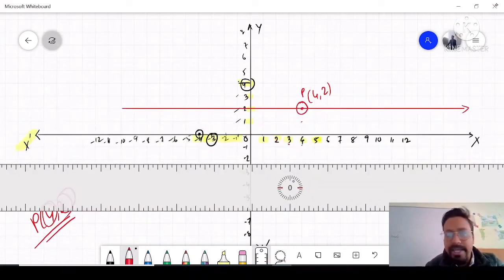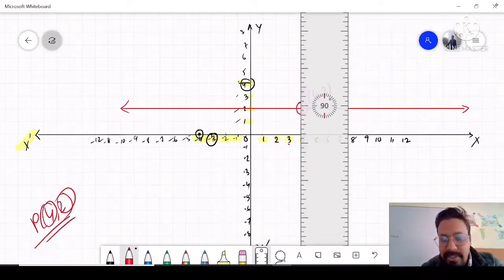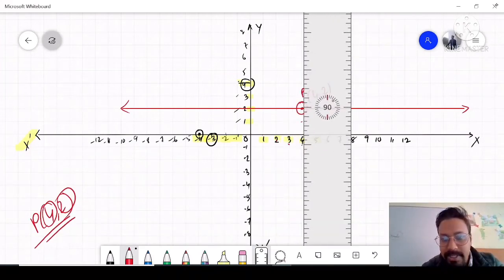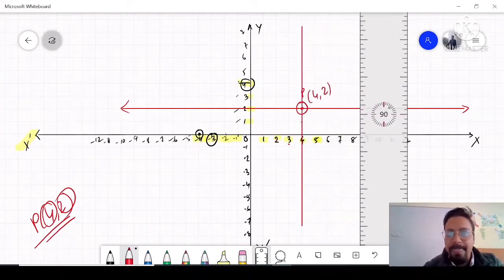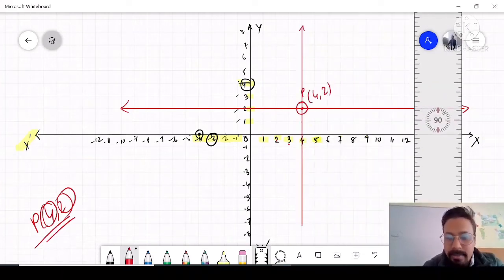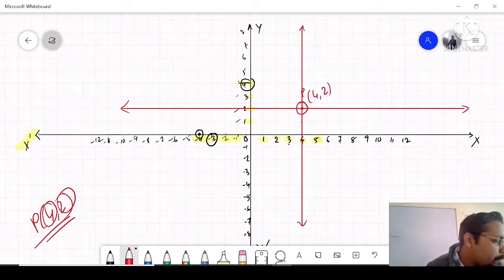This is parallel to the x-axis, and then we draw a line which passes through P, but this time it should be parallel to the y-axis. So let us draw this line as well. So now we have drawn 2 lines parallel to the x-axis and parallel to the y-axis. Okay, simple, both are passing through P.